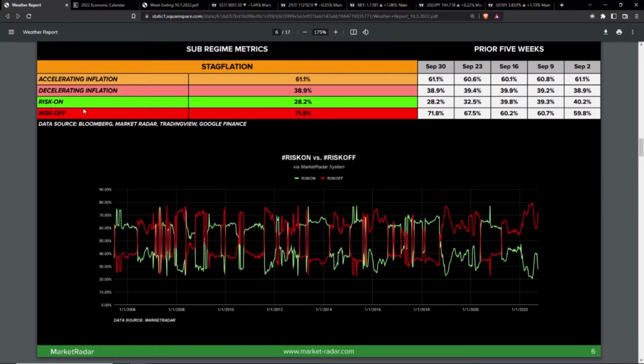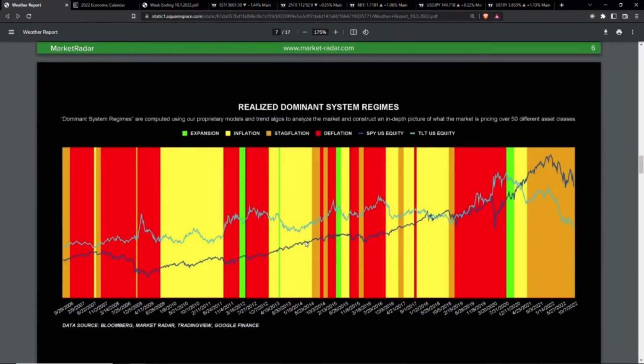So that's why the chart below it is risk on, risk off, not accelerating inflation or decelerating inflation, because the risk on, risk off is just more important. As you can see over time, this is what the risk on, risk off looks like. And we are far away from any type of risk on pivot at the moment. Obviously, things can change, but this is a good thing to keep in perspective as we go throughout this volatile stagflationary regime.